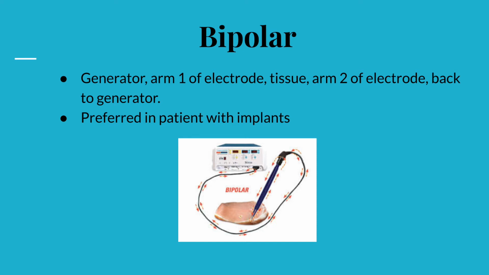The key differences in bipolar diathermy are the presence of two diathermy electrodes instead of one, and the absence of a diathermy plate. Hence, this is often the diathermy of choice in patients with implants.